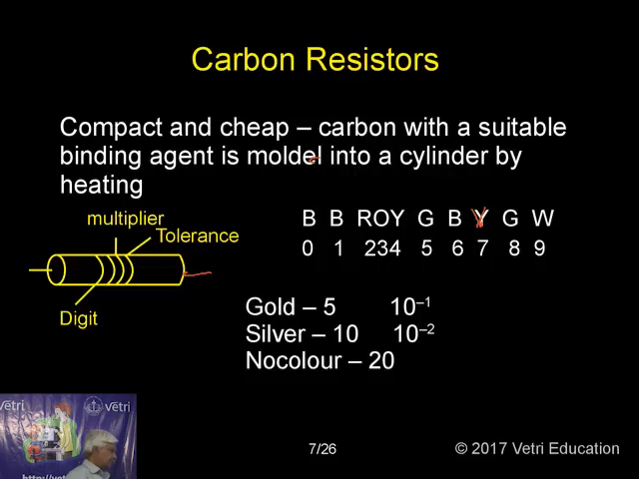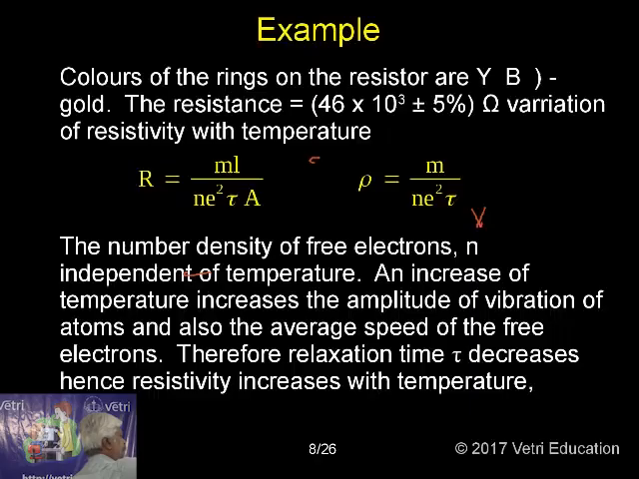So suppose the last tolerance is given as gold color: 5% tolerance. If it is silver color, 10%. No color means 20%. That is a more difficult value. If it is golden color, that is the last color we can have. I can give an example also in this slide.